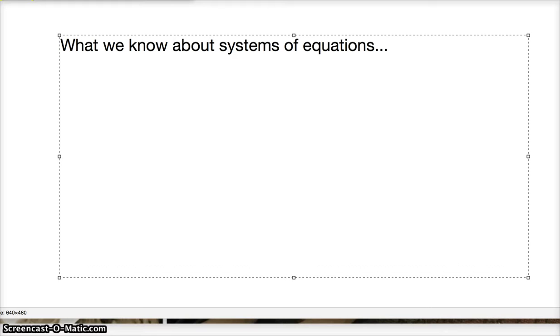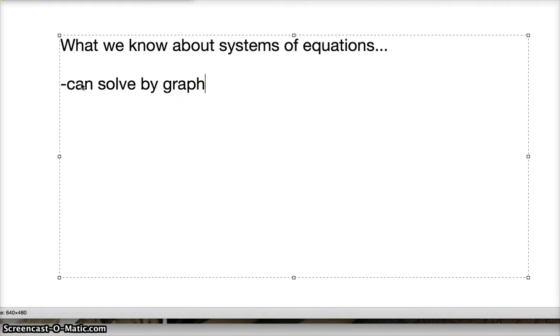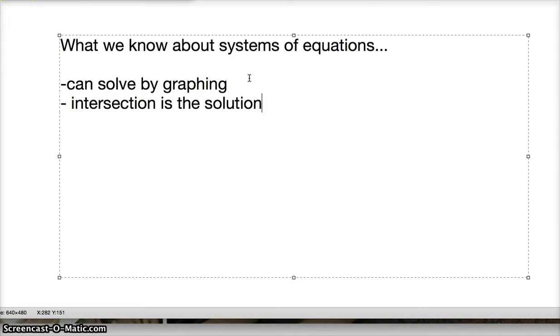So if you've had a chance to go ahead and write some things down, you may have written down that you can solve these by graphing. And this is what we've been working on last week in class, where we graphed 2 lines and we found where they intersect. And that's something else you can write down. The intersection is the solution to the system of equations. So when you have the 2 lines, you graph them. Wherever they touch is where you can find the solution.